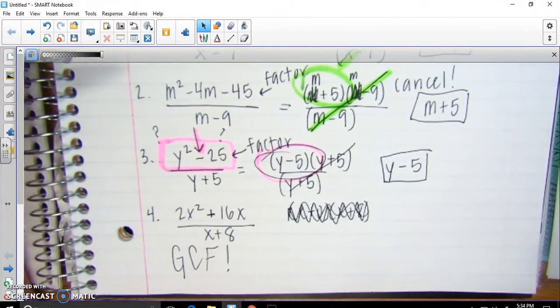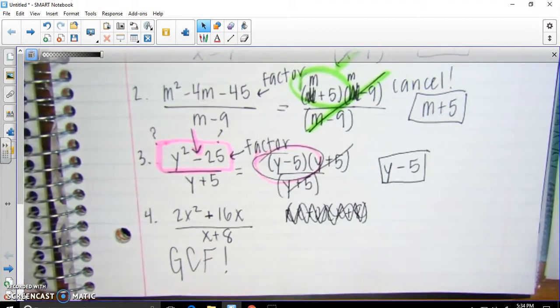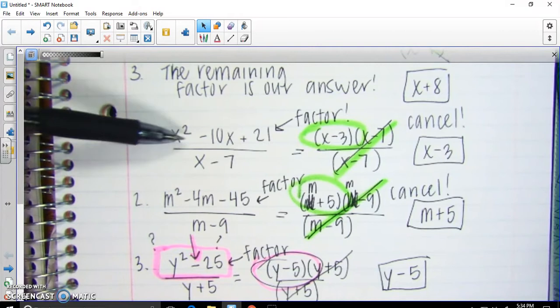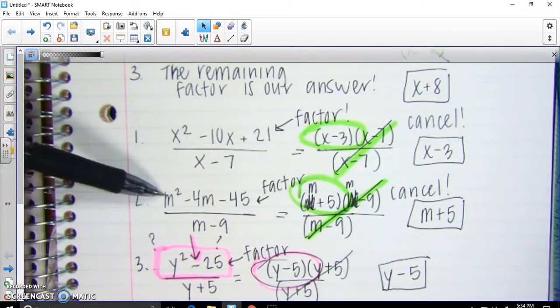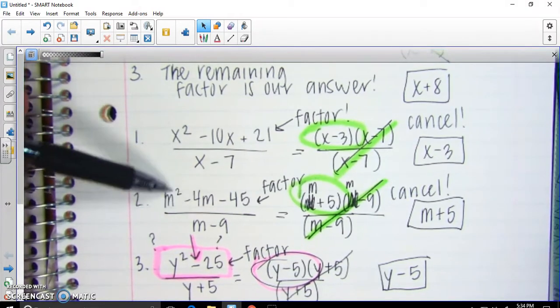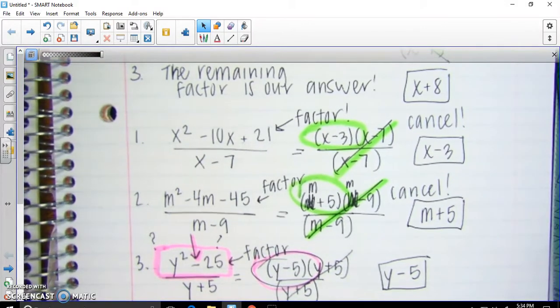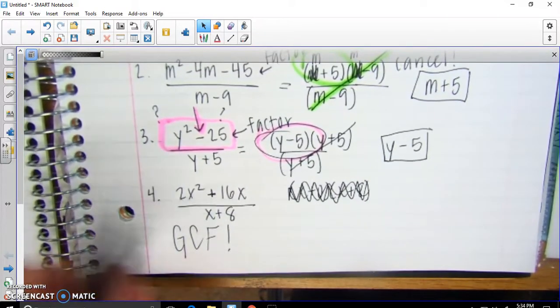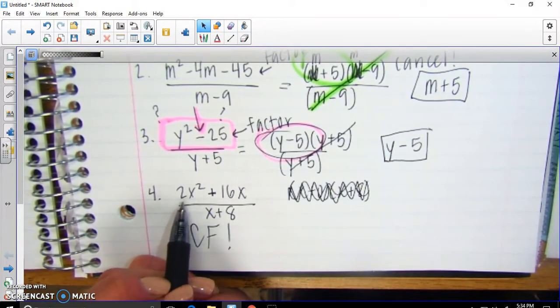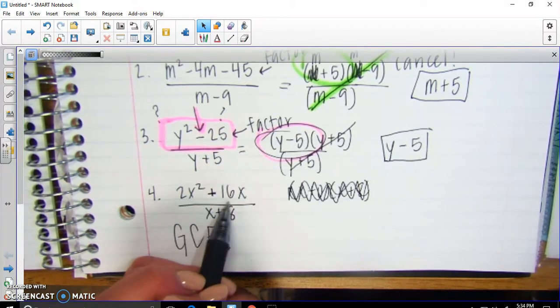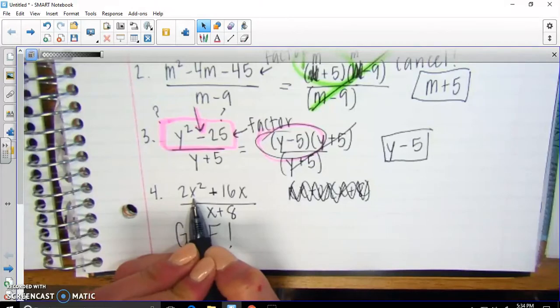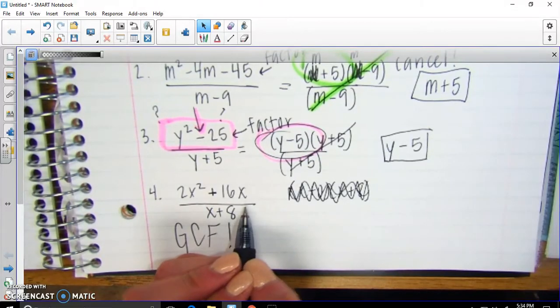It's something that we didn't really need in the previous examples because they all had leading coefficients of 1 and they were just quadratic expressions. They didn't have all of them sharing a variable or anything like that. So in this case, we do have a GCF. We can actually factor something out of 2x squared plus 16x. So what is common to both 2x squared and 16x?